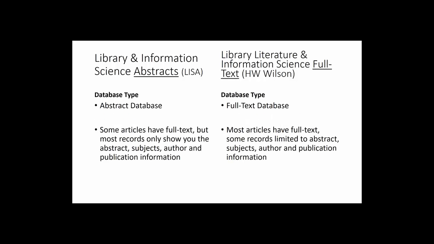The main difference between the two databases is whether they claim to provide full text. Library and Information Science Abstracts is an abstract database, so that means it provides records with all the information about the article, title, author, subject, and its abstract, but it expects you to go out and find the full text. And Library Literature and Information Science Full Text usually has the full text, but the rest of the record might be severely lacking. So things such as an abstract and subject terms are not included. And that could impact your searching.